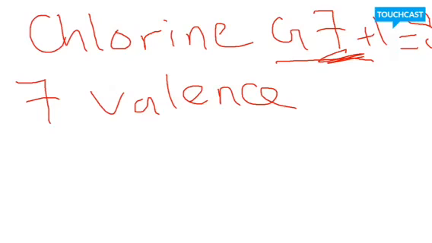Now, what will it do? An element like sodium, which can lose 1 electron, will normally donate an electron to chlorine. So chlorine will become an 8. However, chlorine forms a negative ion, Cl-. It's minus because it gained an electron, and 1 because it only gained 1 electron.